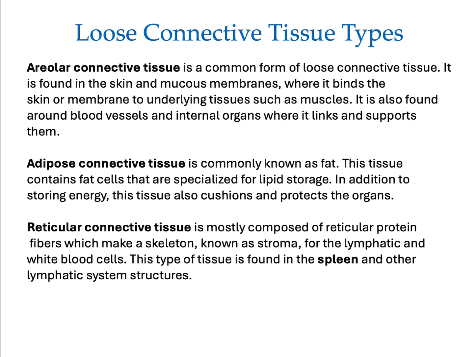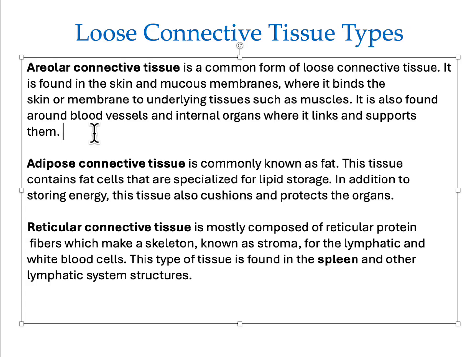Areolar connective tissue is a common form of loose connective tissue. It is found in the skin and mucous membranes where it binds the skin or membranes to underlying tissues such as muscles. It is also found around blood vessels and internal organs where it links and supports them. I like to call this packing material. Maybe I'll just write that in there, packing material.